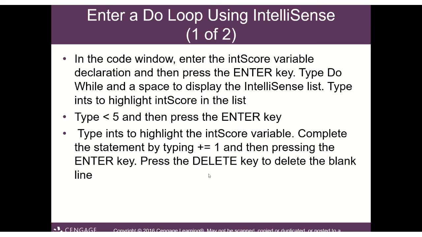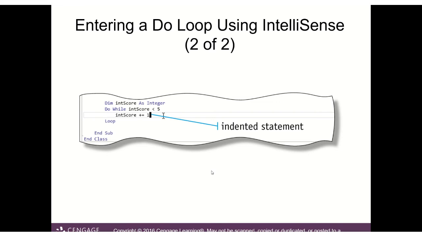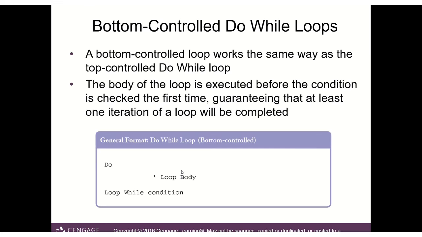So you can enter the do loop using IntelliSense as well. I mean, you can put whatever IntelliSense tells you. Then the bottom control loop works in the same way as the top control loop. The body of the loop is executed before the condition is checked for the first time, so guaranteeing that at least one iteration of a loop will be completed.